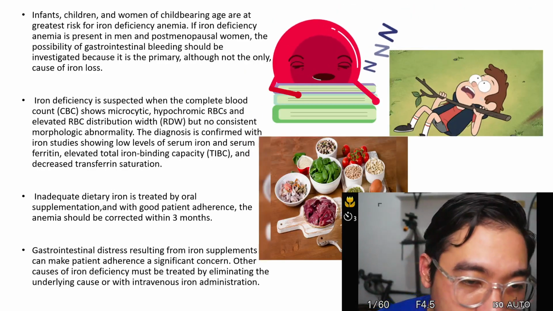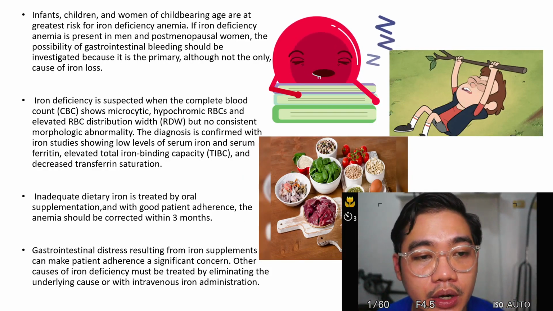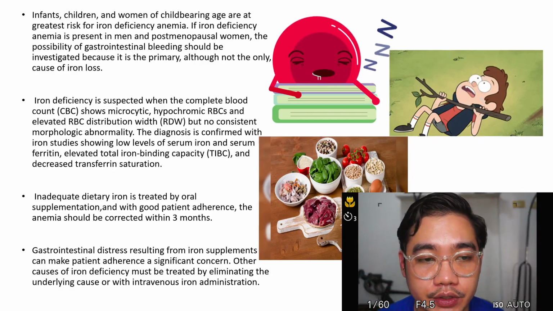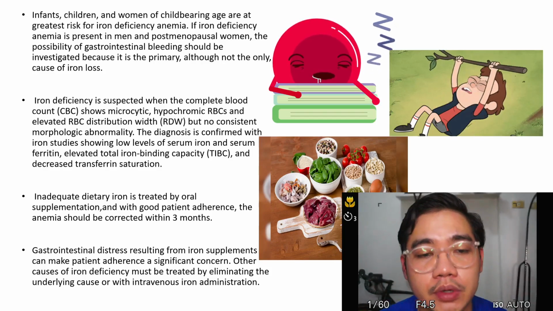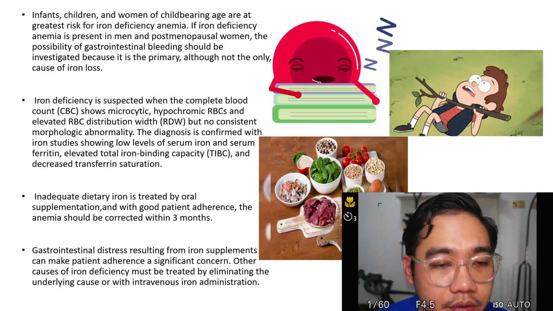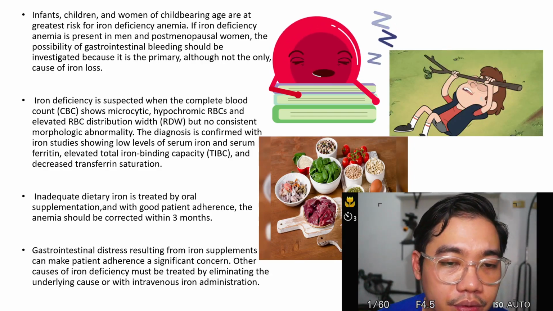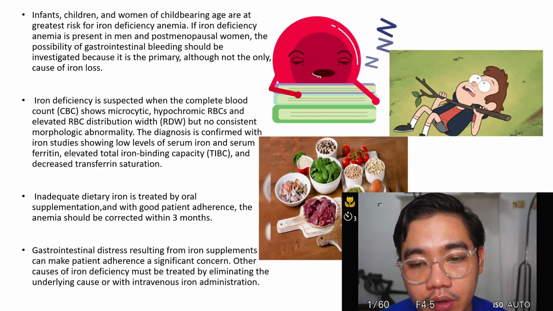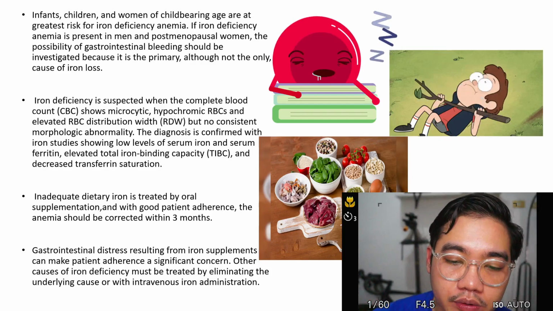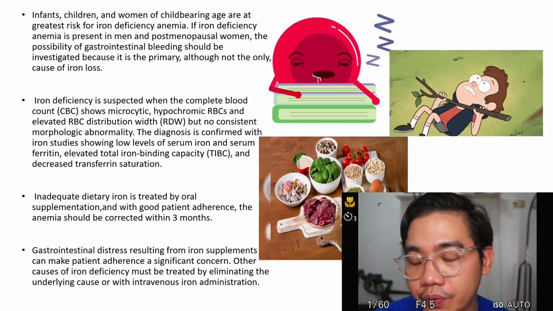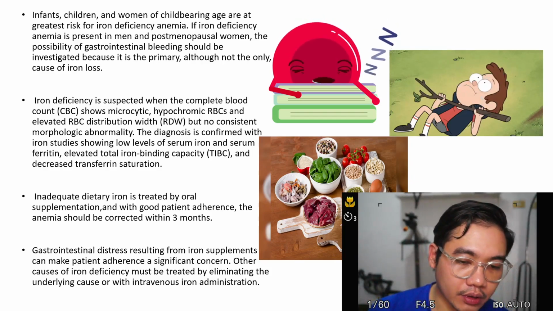So, like I said earlier, infants, children, and women of childbearing age are at greatest risk for iron deficiency anemia. If iron deficiency is present in men and in postmenopausal women, the possibility of gastrointestinal bleeding should be investigated, although it is not the only cause of iron loss.